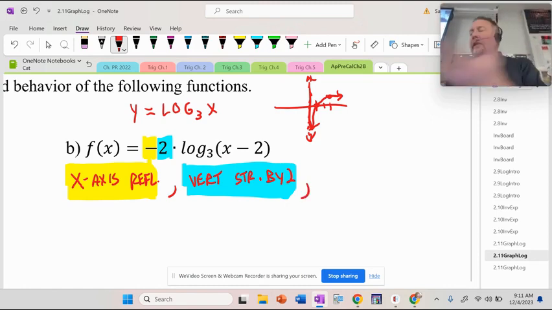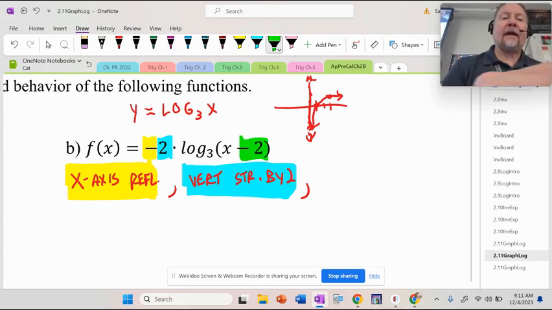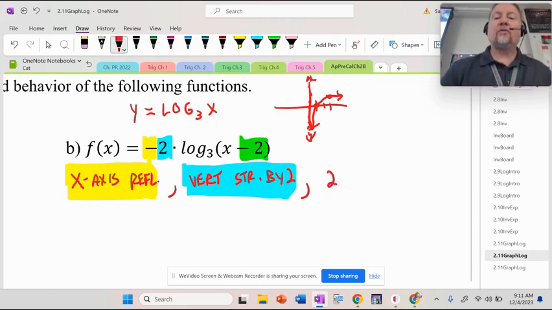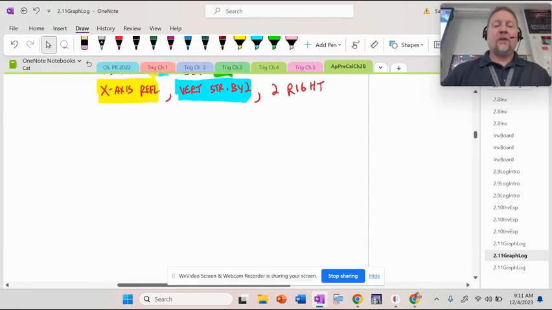And then what's the last thing? What's the minus 2 do? Which way? And then who does that really affect? The asymptotes. Okay, so we're going to do a lot of stuff here, and I'm going to write a lot of things for this.